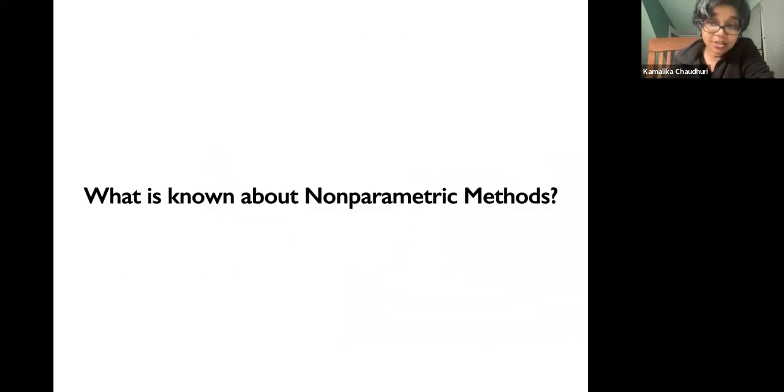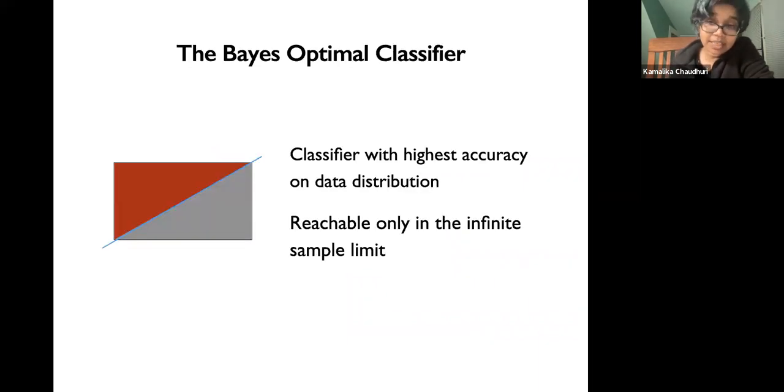Okay. So what is known about non-parametric methods? It turns out that there's a lot of theory about them. Before I get to that, let me define one thing, which is the Bayes optimal classifier. The Bayes optimal classifier is the one which has the highest accuracy on the data distribution. And notice that I said data distribution. So this is only reachable in the infinite sample limit, right? If your n goes to infinity, you will reach it, but you don't know what it is unless you know what the distribution is. So you can only reach it in the n tends to infinity limit.